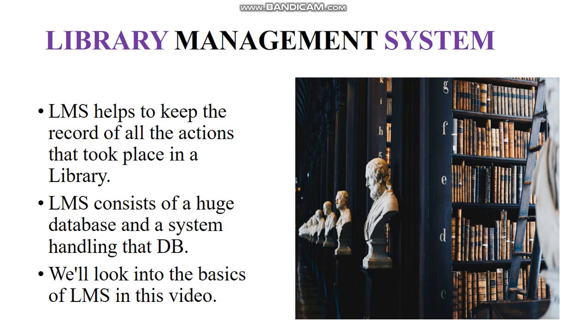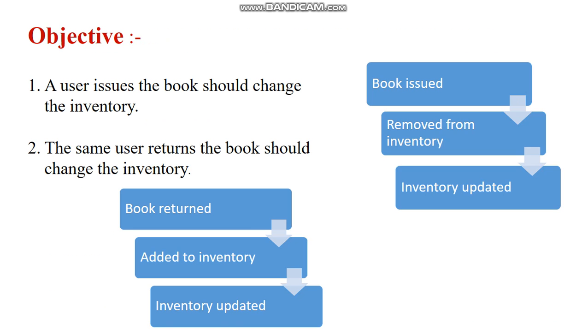As we know, a library consists of a database of books, novels, and reading material. This data is managed with the help of a database management system. But since we are looking into the basics of a library management system, we'll use simple fixed data instead of a database management system. So let's look at what our objectives are for today's project.